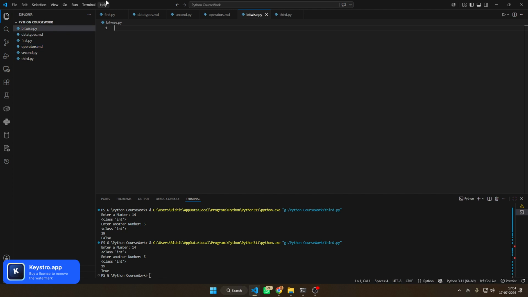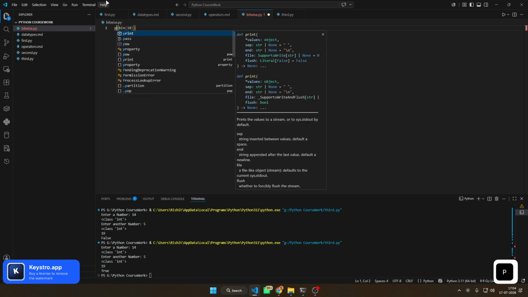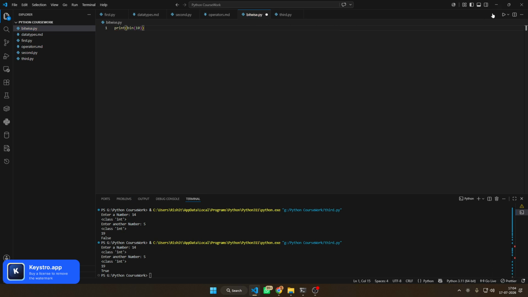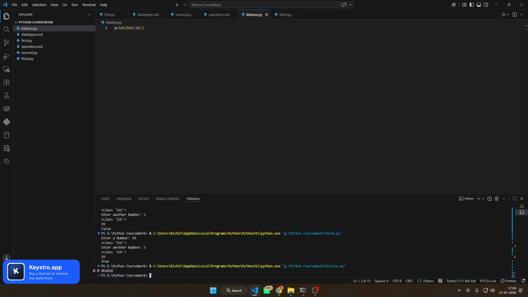Now the thing is, any normal number, for example 10, can be represented using binary. And how do we see that binary representation? Python has a built-in function known as bin, and we can pass in any number, say 10, and if we print this, we can see what the binary representation for 10 is. You can see it starts with 0b. 0b means that the number that follows is a binary number. So it's not 1010, it is a binary number. 1010 in binary refers to 10.